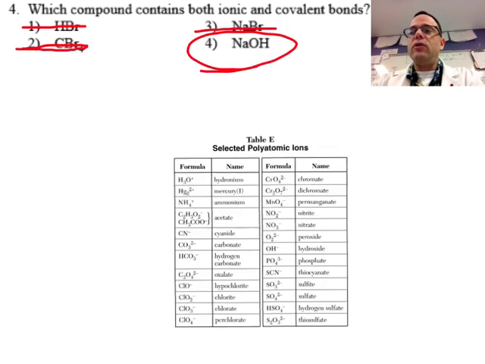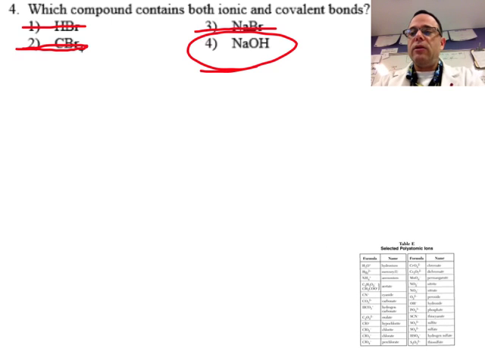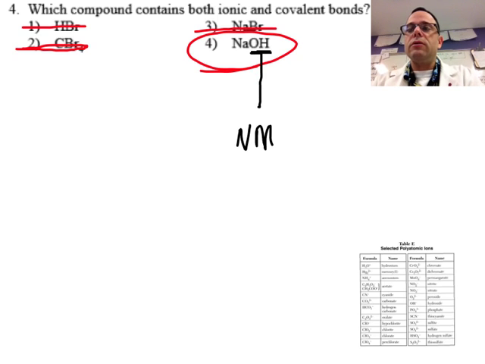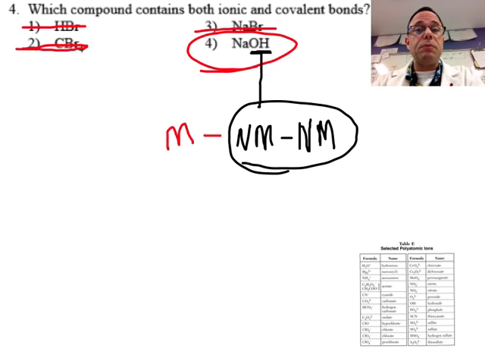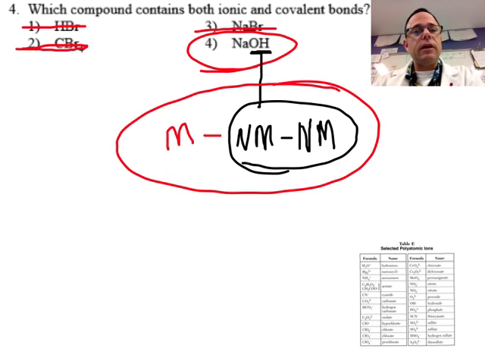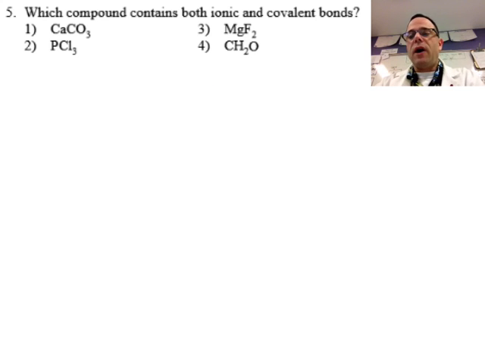Now, in the event that you did not want to go through all of that, you could have also inspected all of these to see if there are 2 nonmetals together, and oxygen and hydrogen is nonmetal to nonmetal. Okay, and what would hold the sodium to that? Well, sodium is a metal. What would hold sodium to the nonmetal and nonmetal combination? It would be an ionic bond. So right in here we have a covalent bond, and between these we have an ionic bond. It is choice 4.